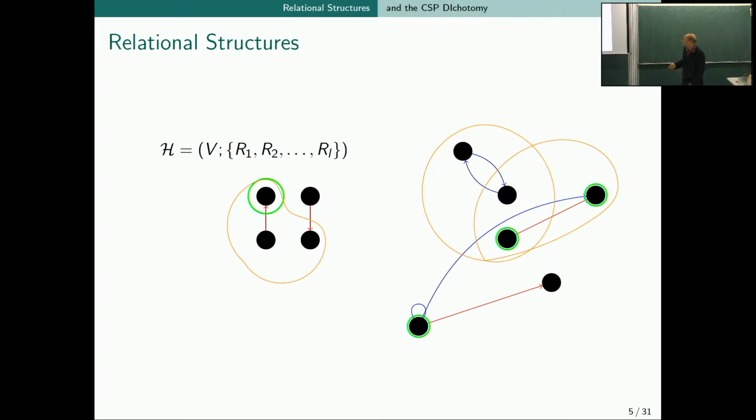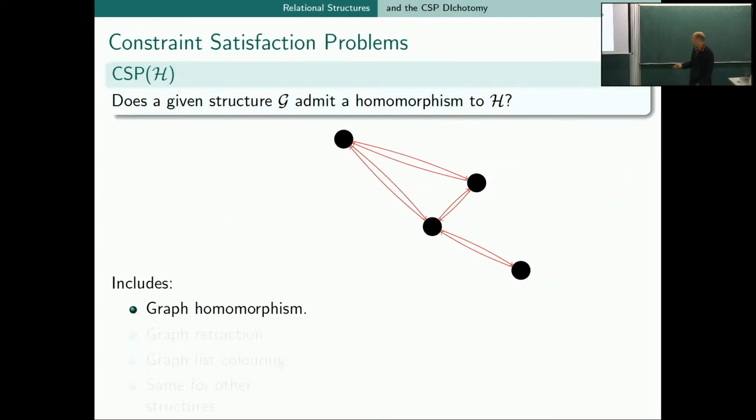Okay, so for every target, for every relational structure, we define the homomorphism problem, the decision problem of whether an instance has a homomorphism to that structure, and we call that CSP for the target. So this is H, and we call that problem CSP(H). And this is quite an expressive language. We can express a lot of problems in these CSPs.